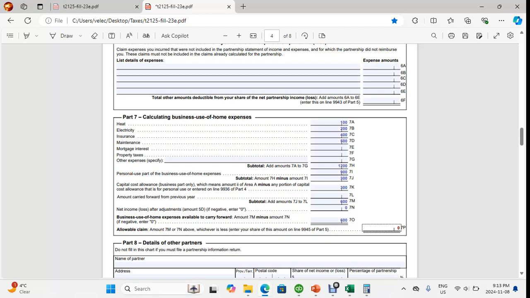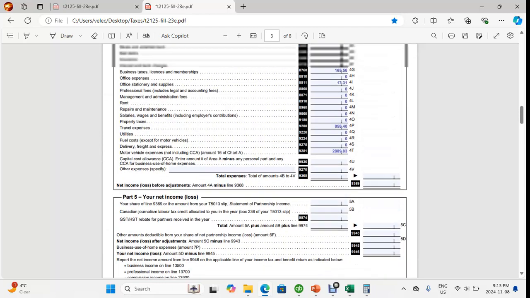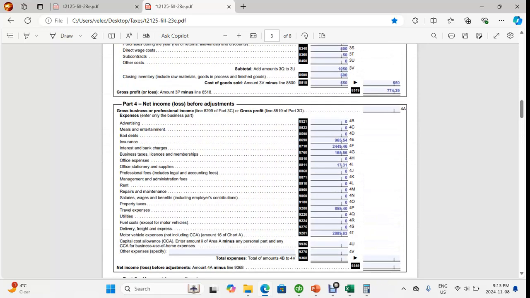All right, so this will be 0. And then we move further up, and right where it says line 9936, capital cost allowance. This is enter amount 2 of area A minus any personal part and any CCA for business use of home expense. Okay, so this will be what we calculated earlier, a total of $1,200 for you.